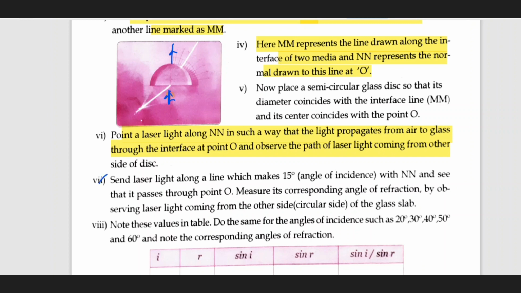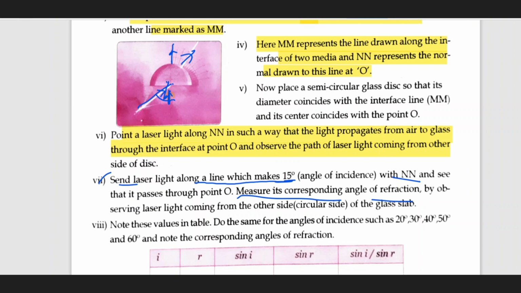Next, coming to the seventh point, send laser light along a line which makes 15 degrees with NN. From this vertical line NN, draw a line at an angle of 15 degrees and incident the light on this line and measure its corresponding angle of refraction. So find the corresponding angle of refraction on the other side.